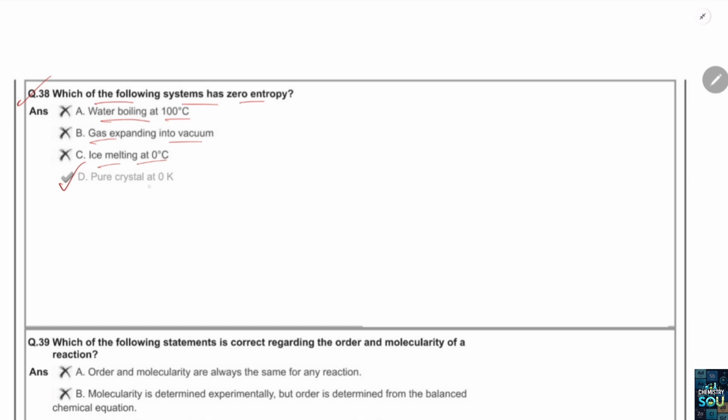It states that the entropy of a perfect crystal of a pure substance approaches 0 when its temperature approaches absolute 0. So this is the statement of the third law of thermodynamics. Third law. So option D is correct.